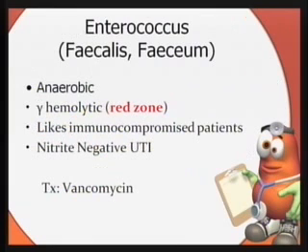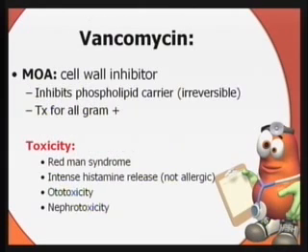So Enterococcus faecium or faecalis, remember that this is a gram-negative, oh my goodness, it's an anaerobe. Gamma hemolysis, red zone, likes immunocompromised patients, and it is nitrite negative. How do I treat it? Vanc. I don't play around when it comes to things like this. Give them vancomycin. And vancomycin, mechanism of action, is a cell wall inhibitor. So remember, it inhibits phospholipid carriers irreversibly. How do I know that?